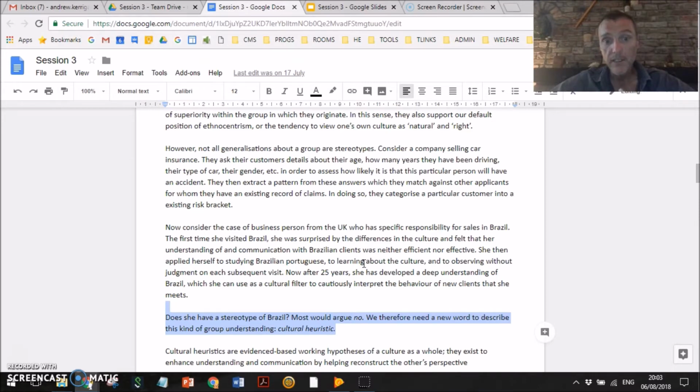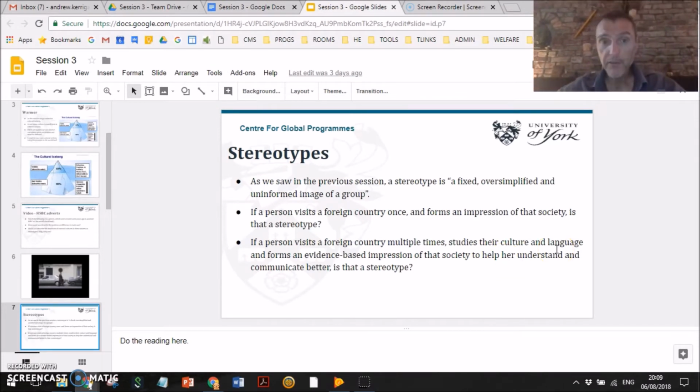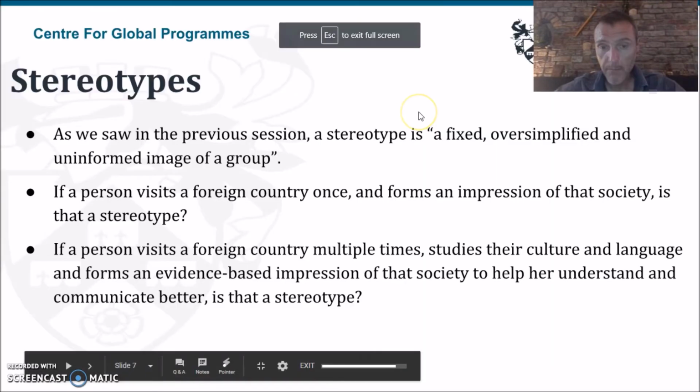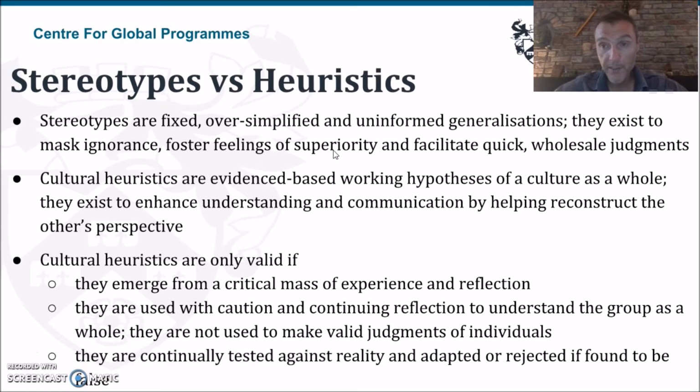So this word is cultural heuristic. Okay, so the students have read this text. At the end of the text, there are some key points which we have on the next slide. Okay, so this is a summary of what we want the students to take away from this, which is the fact that stereotypes are fixed, oversimplified, and uninformed generalizations. They exist to mask ignorance, foster feelings of superiority, and facilitate quick wholesale judgments.